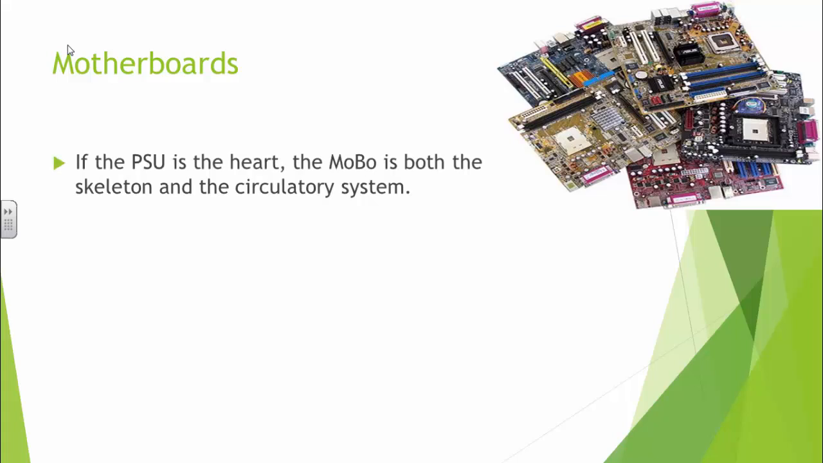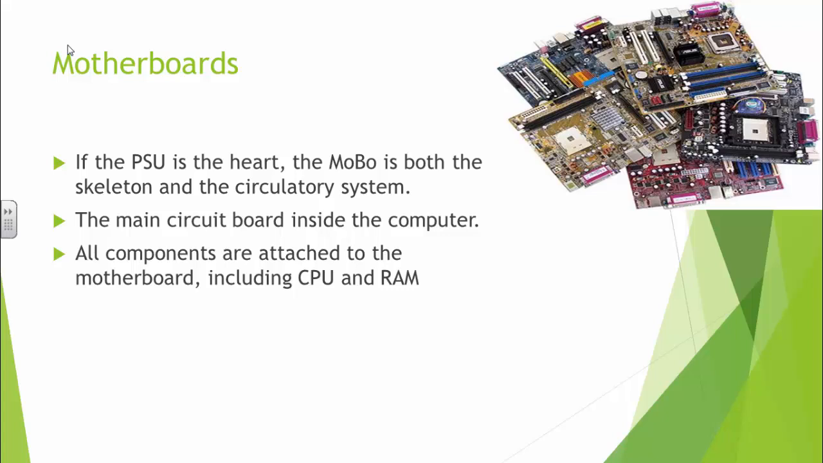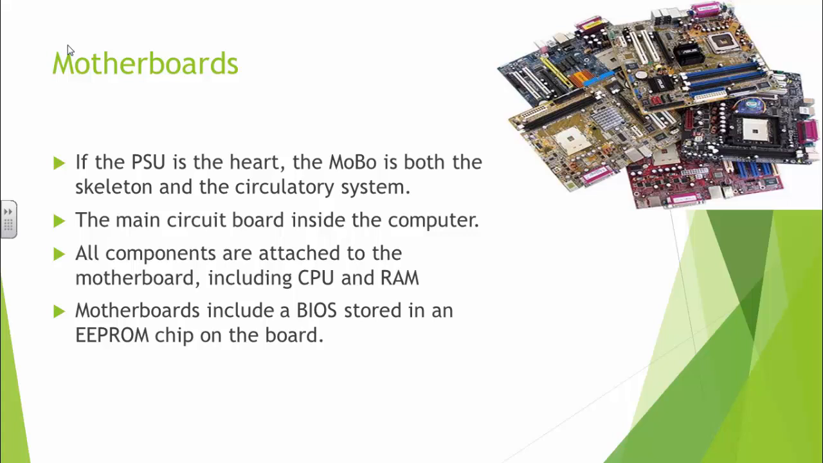If we want to think of the PSU as the heart of the computer, then the motherboard would be both the skeleton and the circulatory system. So it's the main circuit board inside the computer, and every internal component is attached directly to the motherboard, including the CPU and the RAM. And the motherboard includes the BIOS that we'll talk about in a subsequent discussion, located on, in the old days, the EEPROM chip. Nowadays it's typically flash memory.